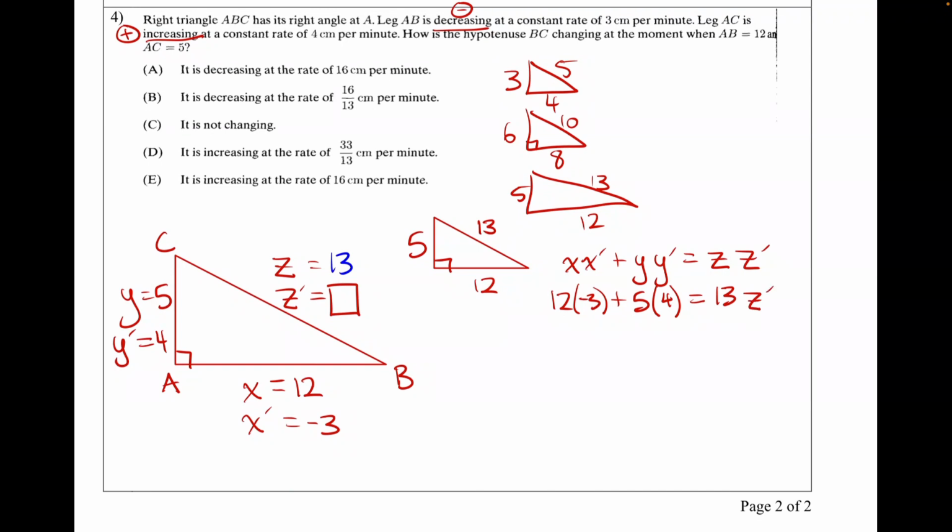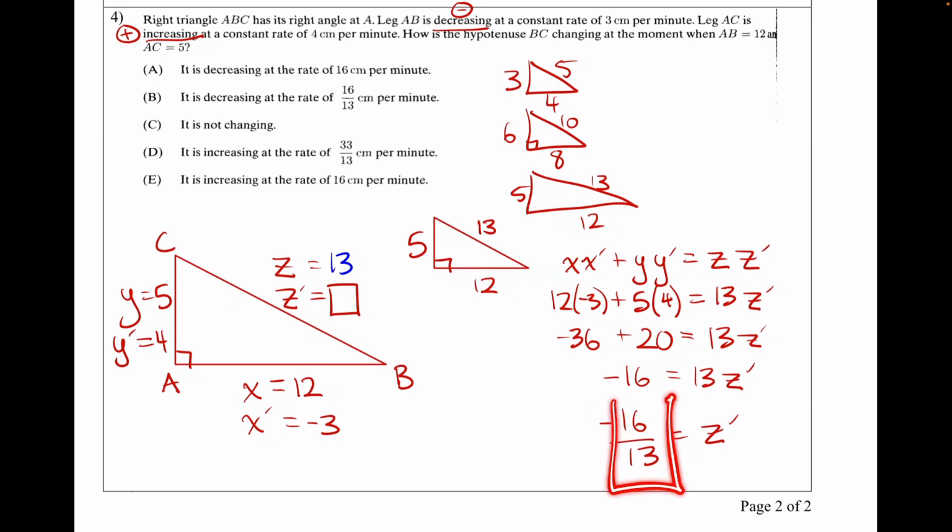All right, then we just need to solve here. What do we get? 12 times -3 is -36. 5 times 4 is 20, and that's equal to 13 zeta prime. Then I get -16 is equal to 13 zeta prime. Divided by 13, I get -16 over 13 is equal to our zeta prime. So we need a word that says decreasing because we have a negative, and the rate should be 16 over 13. So these are the decreasing words. It's definitely not changing. It is not increasing. So it's decreasing, and there's the 16 over 13 we're looking for. The correct answer here is B for number 4.